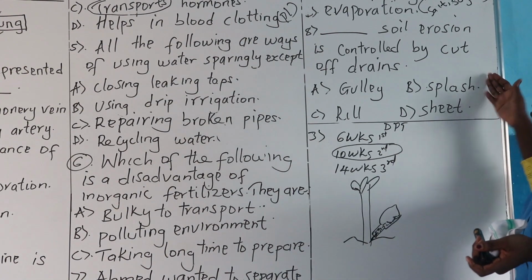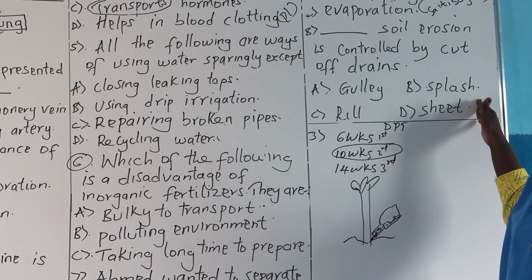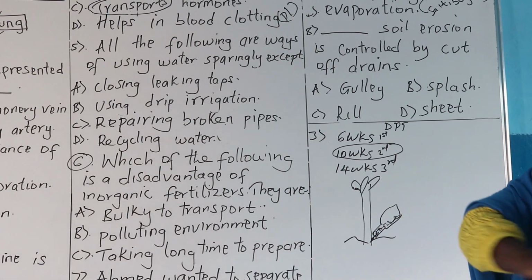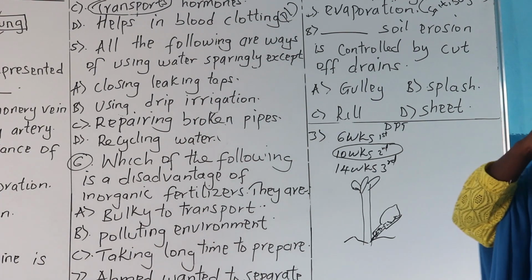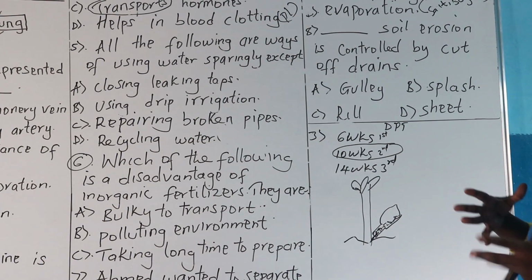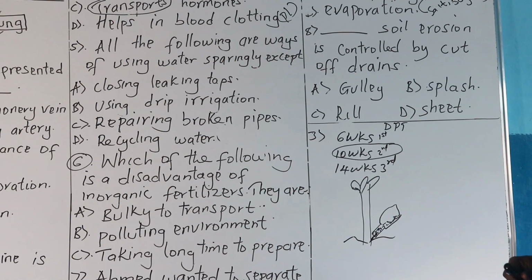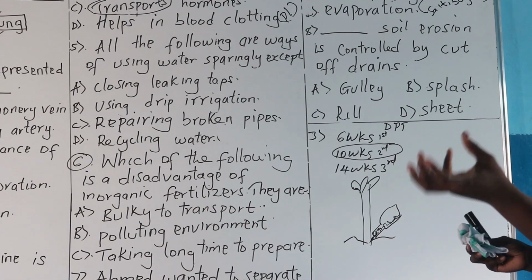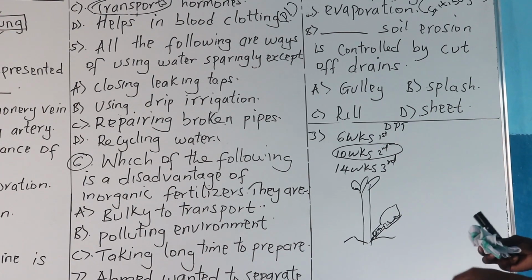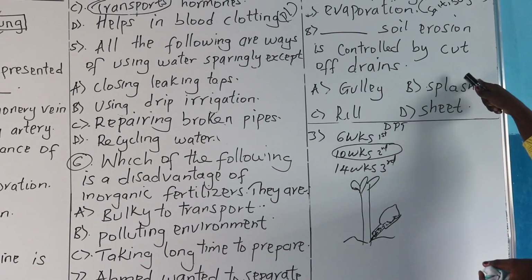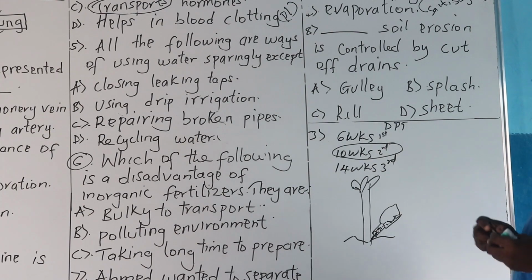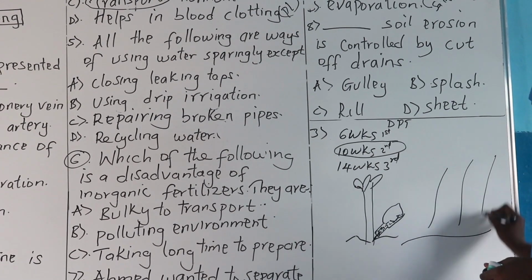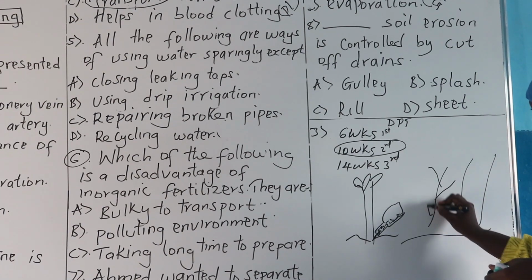Splash erosion and sheet erosion, we said because they happen outside, majorly on the top of the soil, we cover the soil by doing mulching or growing cover crops. Cover the top of the soil, grow grass, any crop that can cover the top of the soil. Mulching or cover cropping controls splash and sheet. Then rill erosion, we can control by constructing cut-off drains.